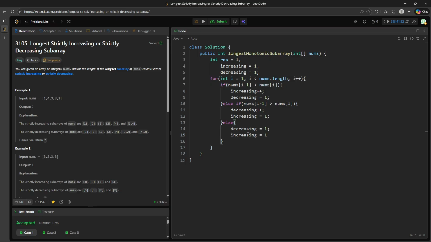And this case is neither increasing nor decreasing, so just reset both to 1. And now every single time we want to get a max, so I can just say result equals max of result, increasing, decreasing, and then I will return result. I need a helper function for max.